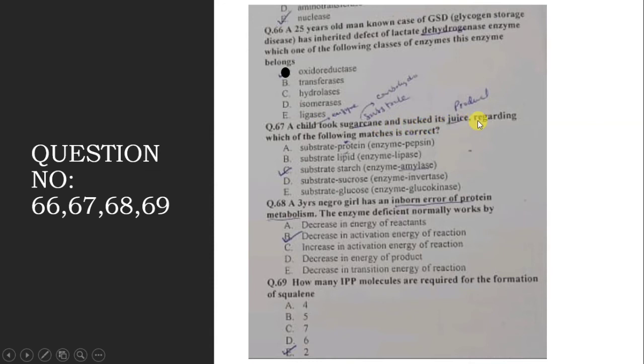A child took sugarcane juice. Regarding this, which of the following matches is correct? Substrate protein, enzyme pepsin; substrate lipid, enzyme lipase; substrate starch, enzyme amylase; substrate sucrose, enzyme invertase; substrate glucose, enzyme glucokinase. Sugarcane is rich in sucrose, which is a non-reducing sugar. So the enzyme used for the digestion of sucrose is invertase. So option D is correct.